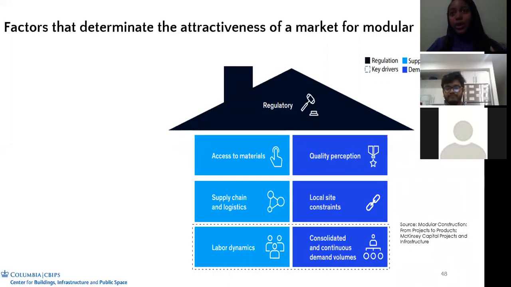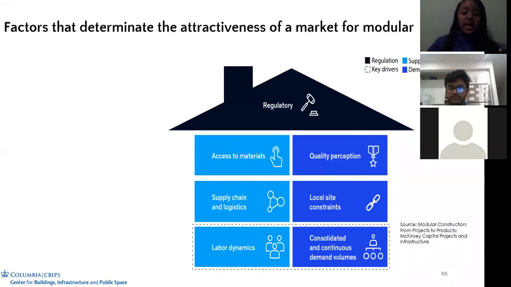And the next thing is just local site constraints. For example, in New York, not all the land is a perfect square that can fit perfectly inside the modules. You can get very, very tricky land shapes, or for example, very high street volumes, narrow streets, things like that. So that might inhibit your modular project.